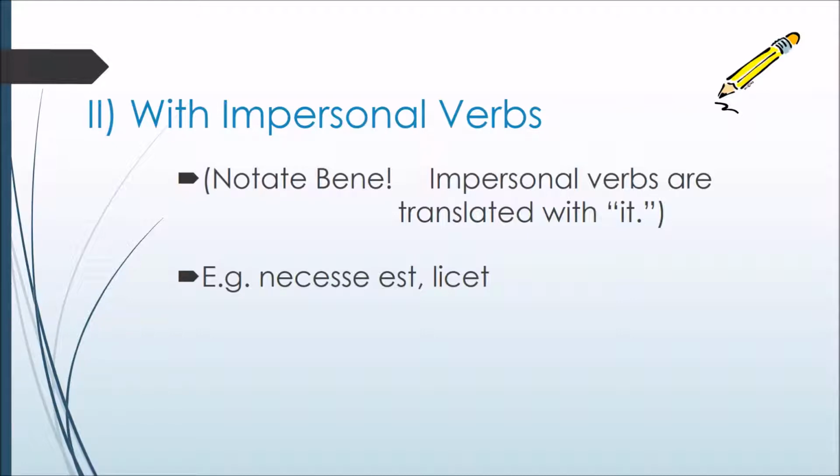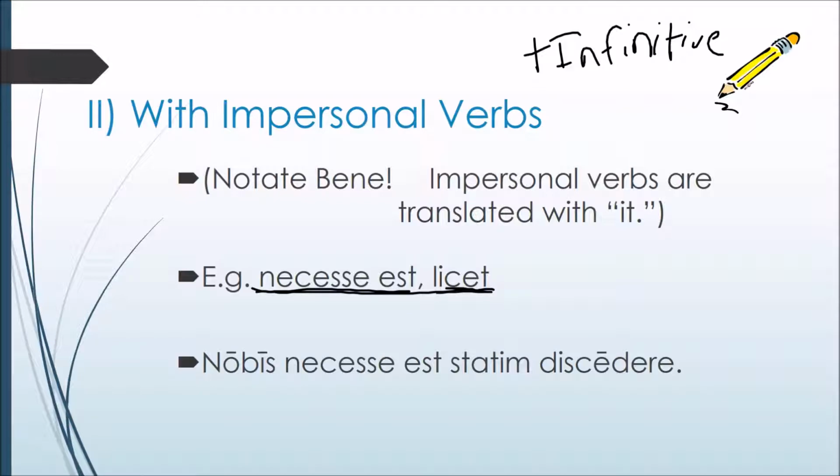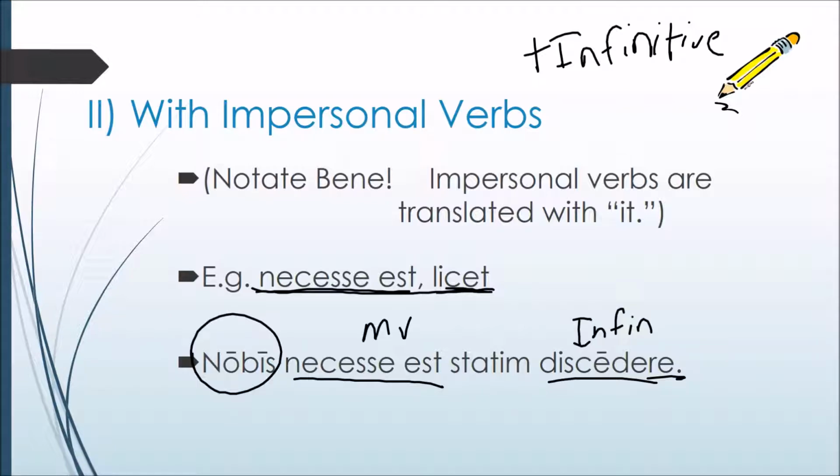We can also find datives with impersonal verbs. And if you remember, we've previously talked about impersonal verbs that will frequently have an infinitive to complete the idea with them. These are those verbs that need to be translated as it, and our primary examples are necesse est and licet, to be necessary, it is necessary, and then it is allowed, licet. And for example, nobis necesse est statim discedere, here our main verb, necesse est, it is necessary, our infinitive to complete that idea, to depart, and here we see a pronoun form in the dative case to indicate for whom it is necessary to depart.